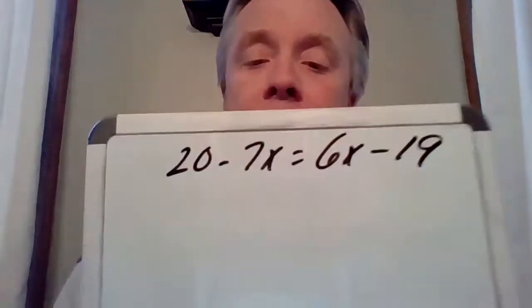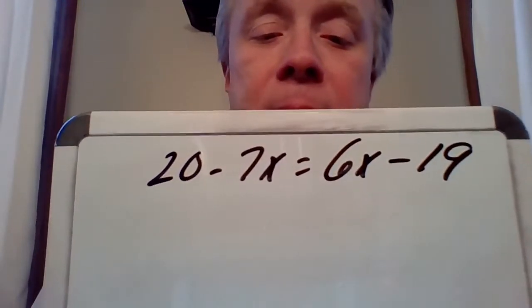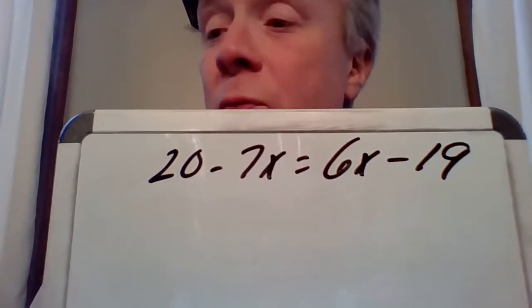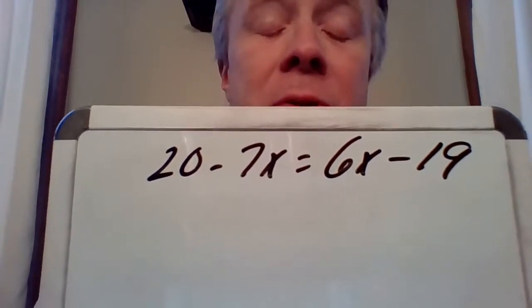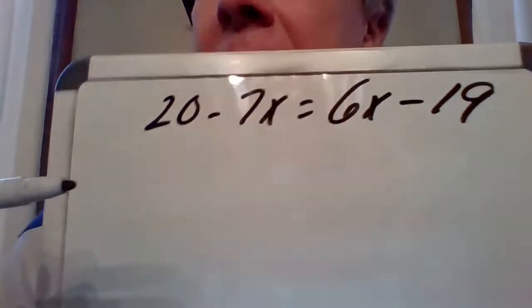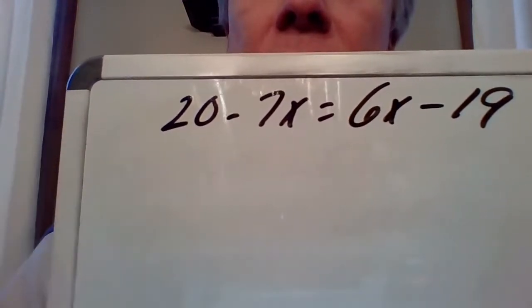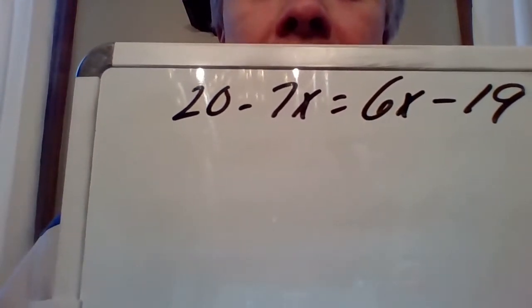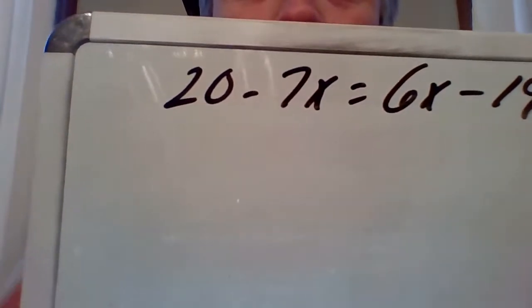Let's try one more just to make sure you're getting it. 20 minus 7x equals 6x minus 19. Here we go. Let's just move the number first this time, see what happens. I have no sign here, so that's positive 20. I'm going to make it a negative and move it to the other side of the equation. So here we go: negative 20, negative 20. Minus 7x equals 6x.